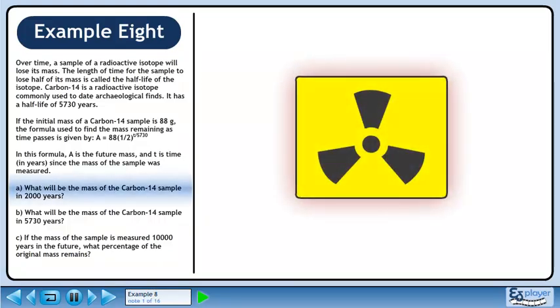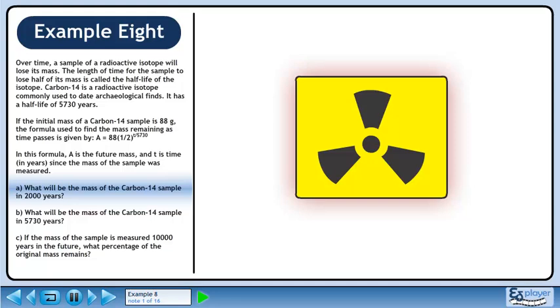Over time, a sample of a radioactive isotope will lose its mass. The length of time for the sample to lose half of its mass is called the half-life of the isotope. Carbon-14 is a radioactive isotope commonly used to date archaeological finds. It has a half-life of 5,730 years.